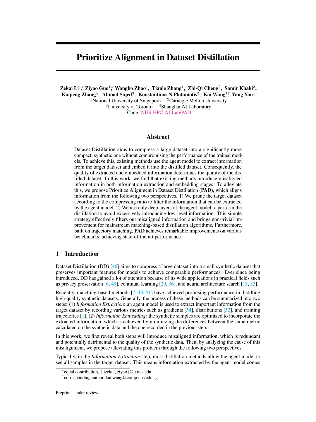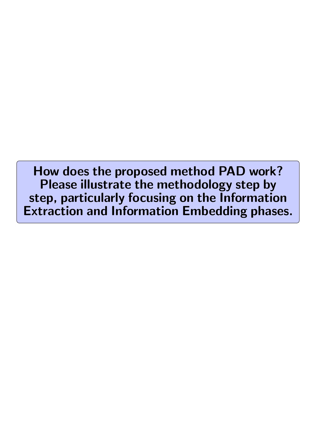Experimental results demonstrate that these strategies significantly enhance the quality of the synthetic dataset, leading to state-of-the-art performance across various datasets and compression ratios. Overall, PAD effectively mitigates the issues of misalignment that compromise the quality of distilled data in existing matching-based methods. How does the proposed method PAD work? Please illustrate the methodology step by step, particularly focusing on the information extraction and information embedding phases.